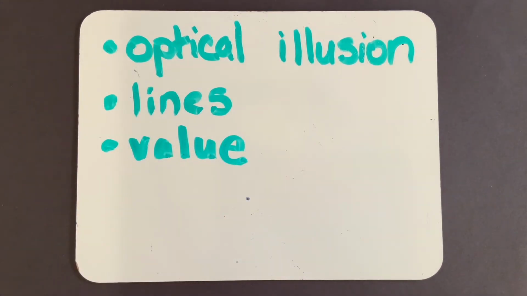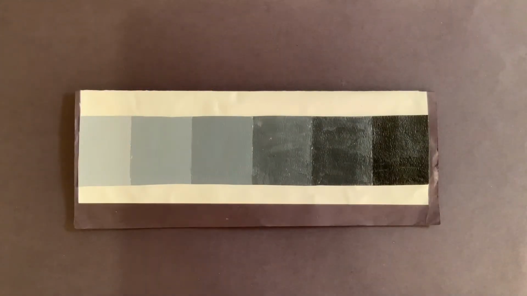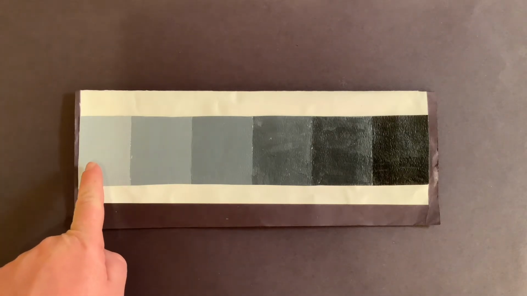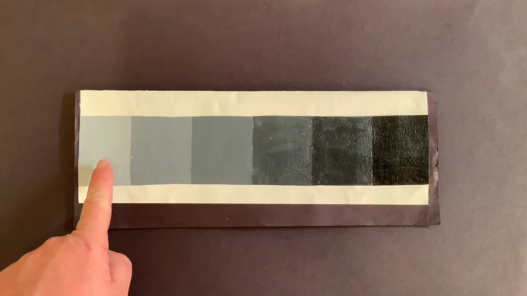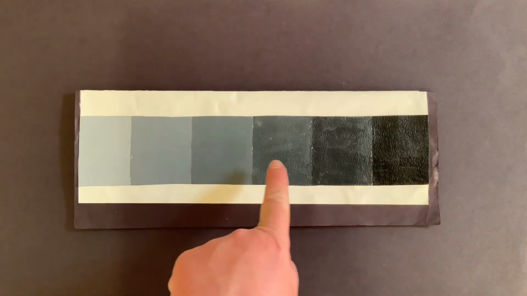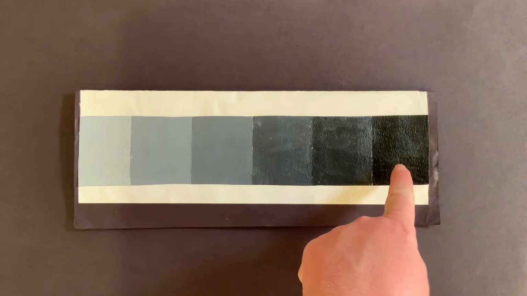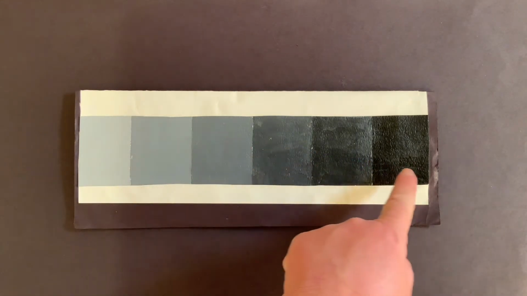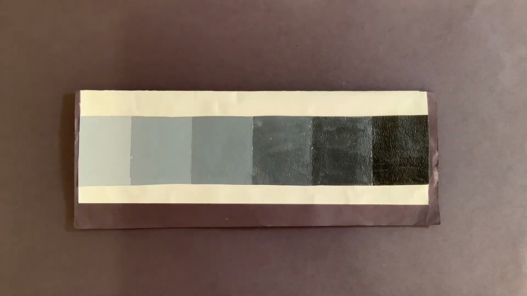value. What does value mean in art? Here's an example of a value scale that one of my students painted. As you can see, this side is a very light gray, and as you move all the way to this side, it's black. So there are several ranges of gray in between. Value has to do with the differences and the ranges of lights and darks. We're going to be using value today with white and black colored pencils.